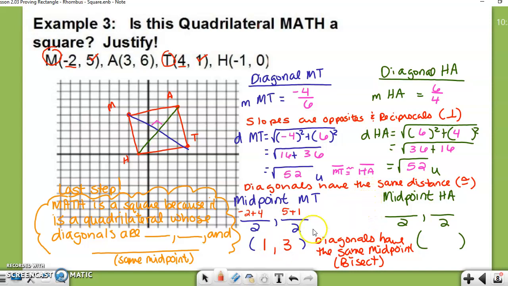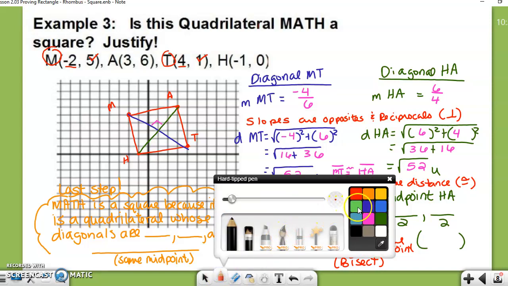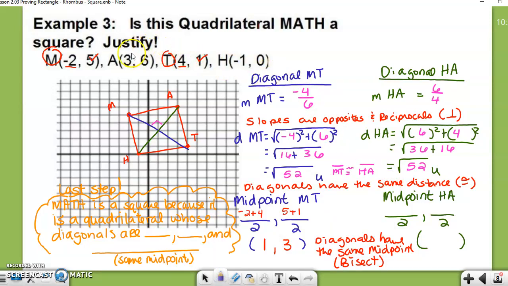All right, now I'm going to look at midpoint for HA. So here are my x values, 3 and -1. I'm going to add them together, divide by 2. And then I have 6 and 0 for my y values. 3 plus a -1 is 2. 2 divided by 2 is 1. 6 plus 0 is 6. Divided by 2 is 3. The diagonals have the same midpoint, which means they bisect each other.